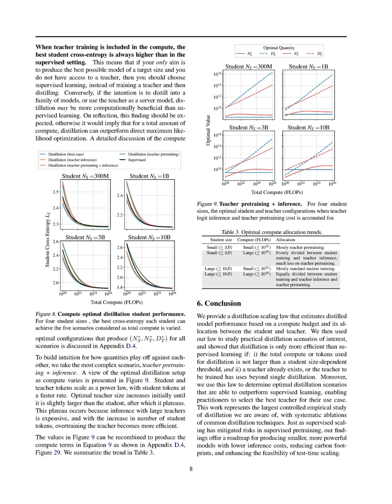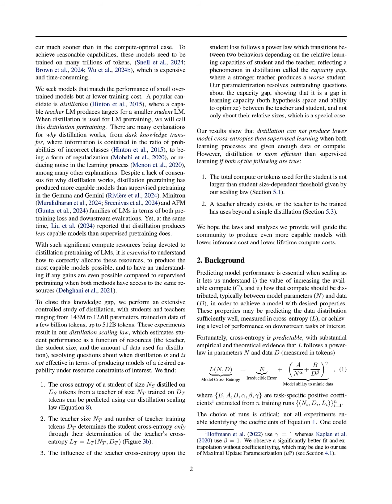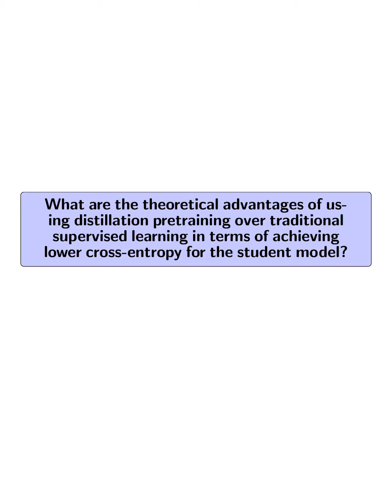In this scenario, the teacher's cross-entropy, determined by its training data and size, plays a crucial role in shaping the student's learning outcome. Our results demonstrated that while the student can sometimes outperform the teacher, the efficiency of distillation is contingent upon the relative sizes and capabilities of both models, highlighting the importance of the teacher's performance in the distillation process. What are the theoretical advantages of using distillation pre-training over traditional supervised learning in terms of achieving lower cross-entropy for the student model?